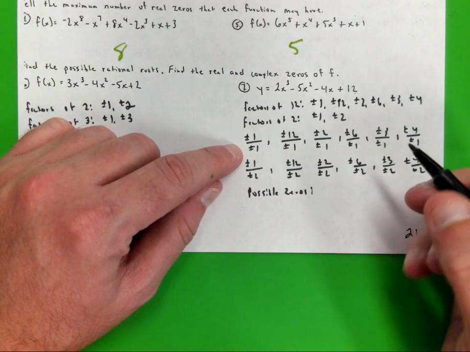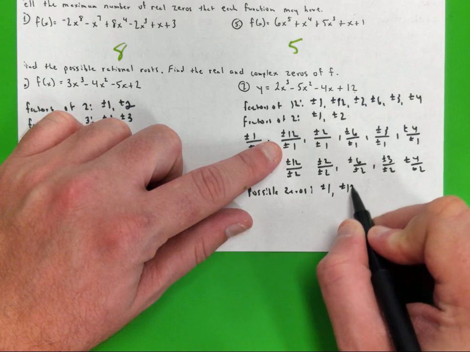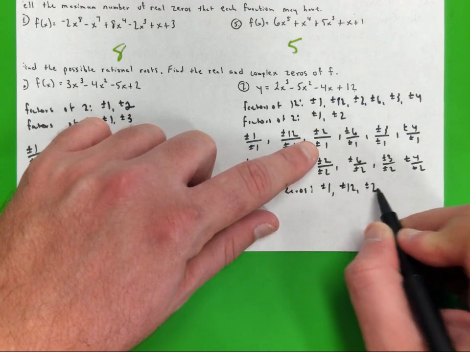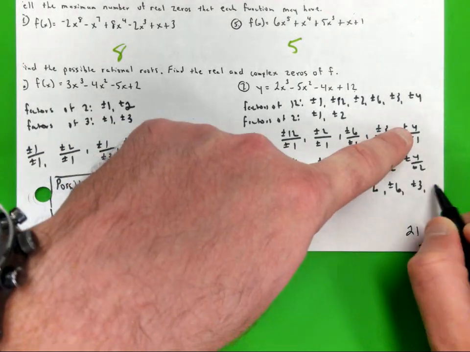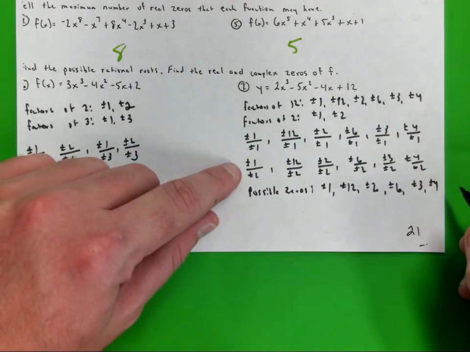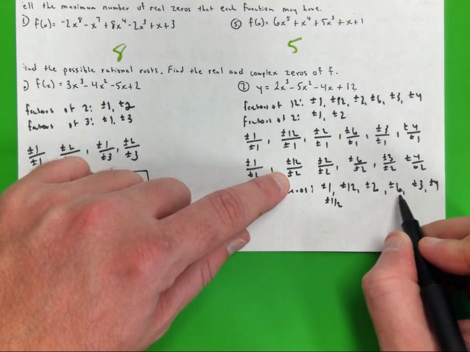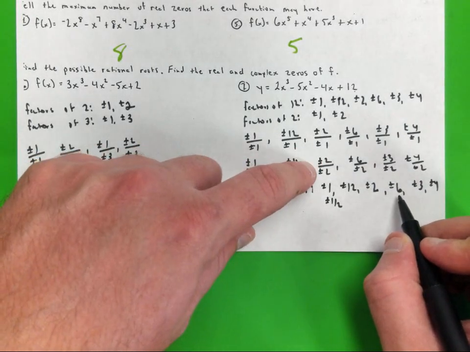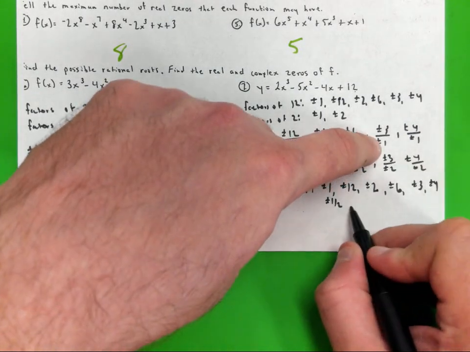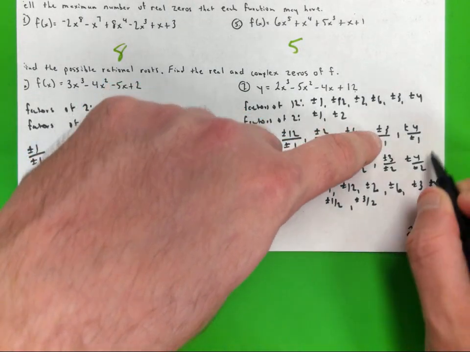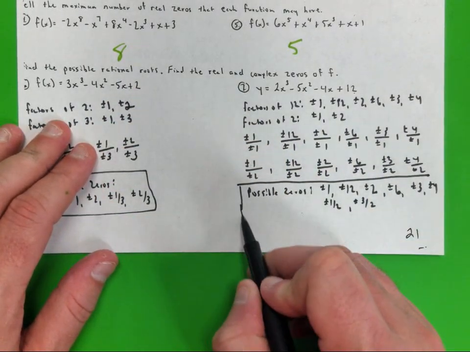1 divided by 1 is what? 1. 12 divided by 1 is? 2 divided by 1 is? 6 divided by 1 is? 3 divided by 1 is? 4 divided by 1 is? 1 divided by 2 is? 12 divided by 2 is 6, but I already have that list, so I don't have to write it again. 2 divided by 2 is 1, I already have that. 6 divided by 2 is 3, I already have that. I don't have 3 halves. 4 divided by 2 is 2, I already have that. So that's my possible zeros.